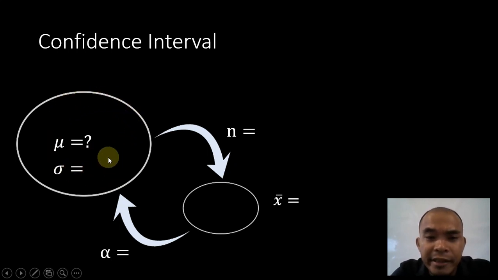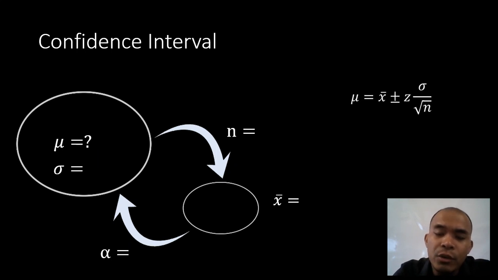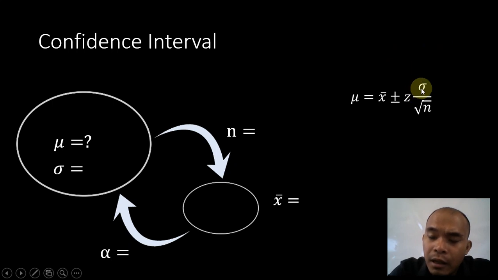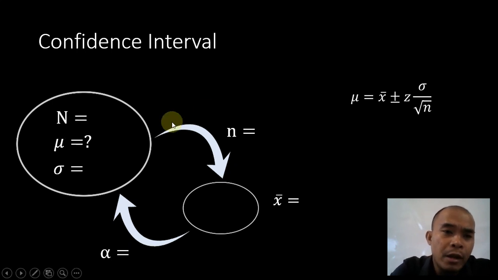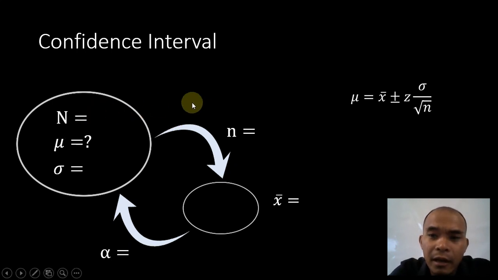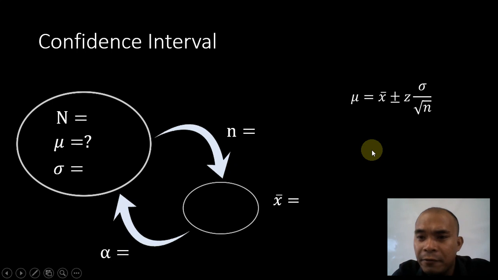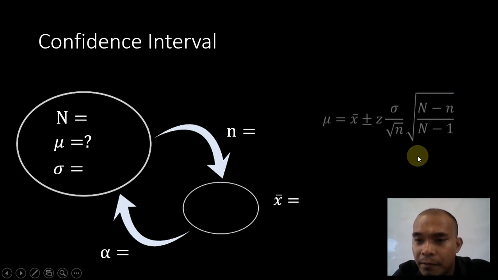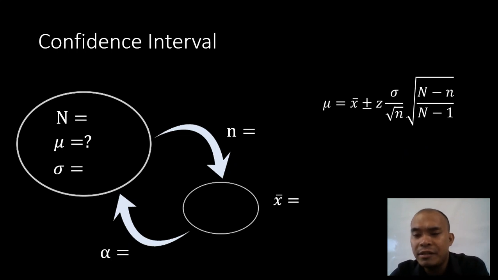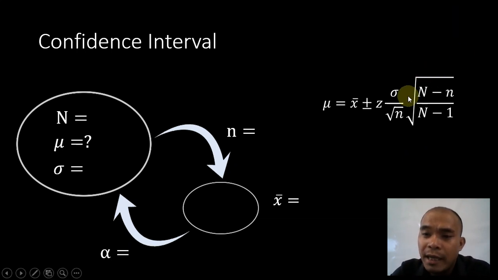If this is the given, we can use the formula mu is equal to x bar plus or minus z times sigma divided by the square root of n. In some cases where the population size is given, we cannot use this formula, and we have to add the finite correction factor. So it will become something like this. It is very similar, but we have to add the finite correction factor here.